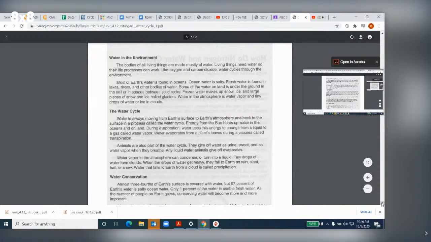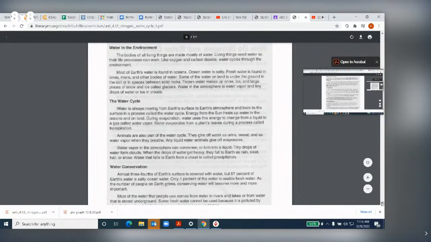And the biggest source is the Great Lakes by us. You have Lake Ontario, Erie, Lake Michigan, Lake Superior. The 5 Great Lakes, Lake Huron would be the 5th, are all the largest sources of fresh water in the world. Okay. So most of the water that people use comes from water in rivers or lakes or from water that is stored underground.